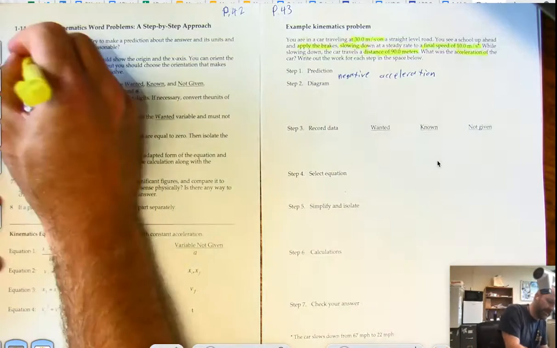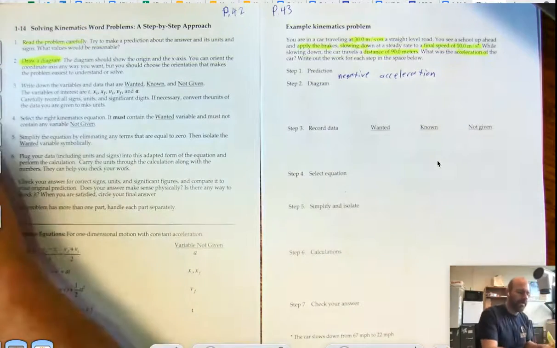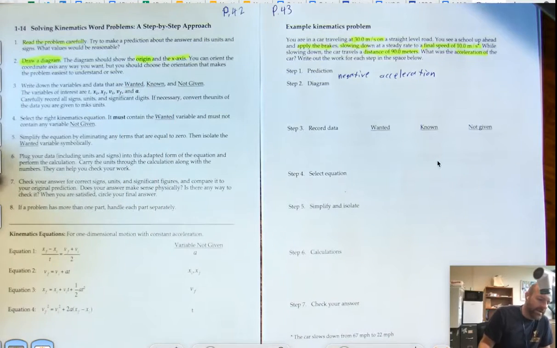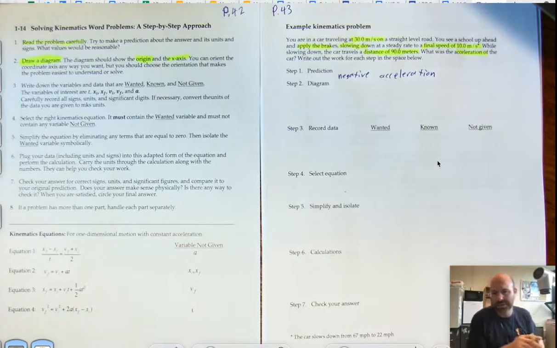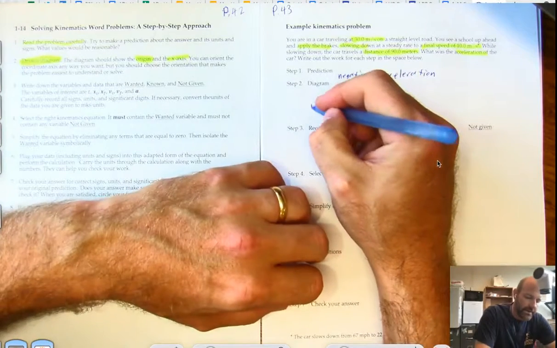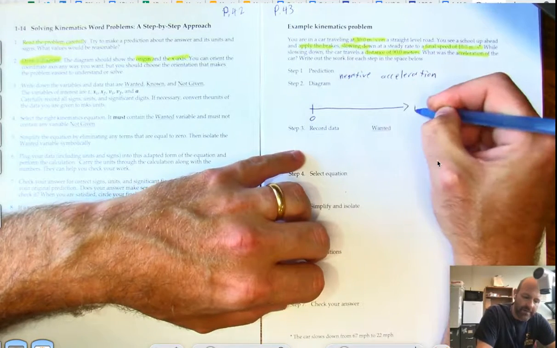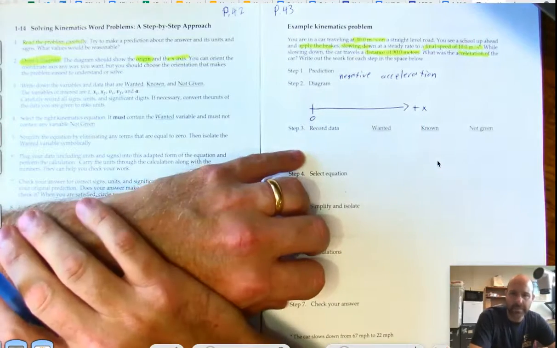The next thing you want to do is draw a diagram. So draw a diagram, that's over here. And the things it should show is the origin and the x-axis. We can point the coordinate system in any way we want, but we want it to make sense. So we've got a starting point, and we're going this way. So I'm going to call this 0 and this my positive x direction.